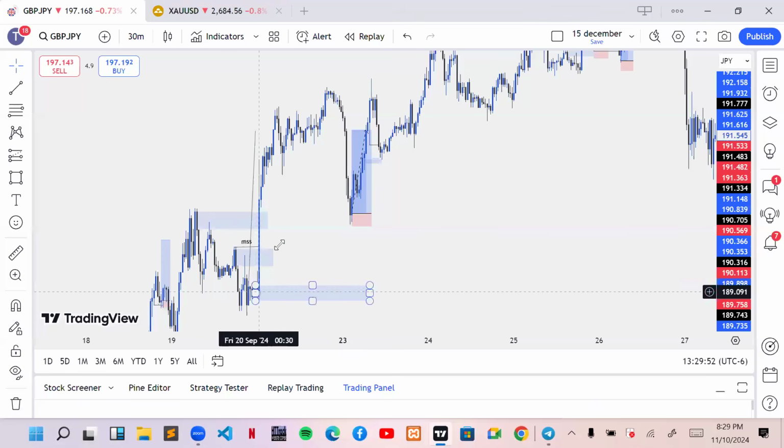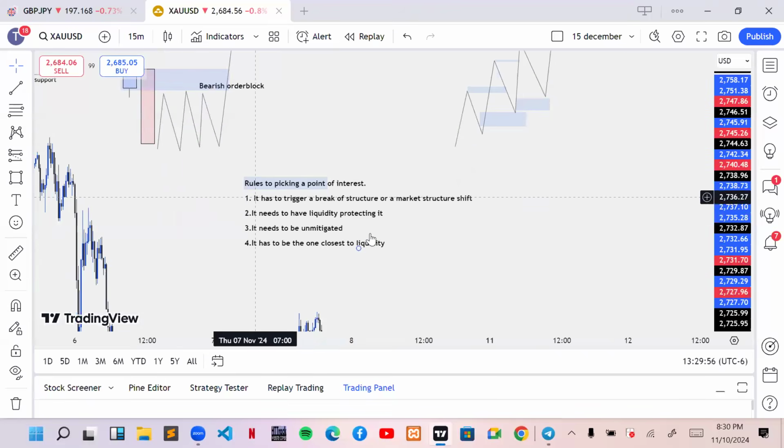So, button one, a market structure shift, the first part of the rules of picking a point of interest has been fulfilled. The second one says it needs to have liquidity protecting it. Now, what do I mean by liquidity? My liquidity is my inducement. And what is an inducement? Inducement is the first valid pullback that the market makes after a break of structure or a market structure shift.